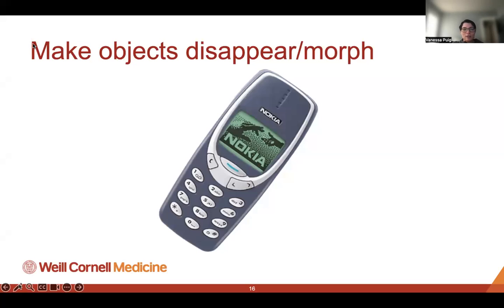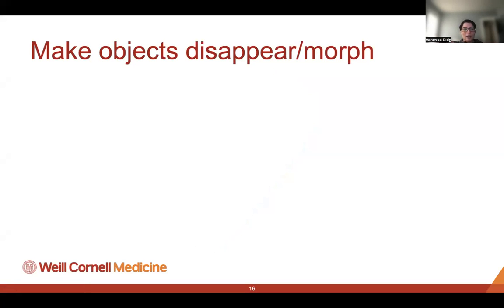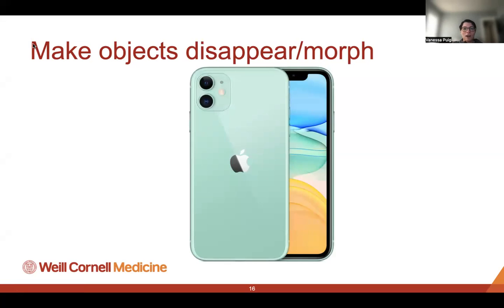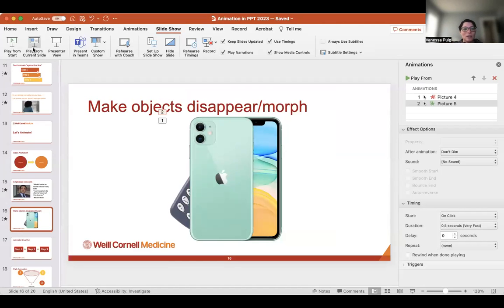So I've got the Nokia here, I click, it goes away, and then I've got the smartphone. That's not quite what I wanted. I want it to be a little more seamless. I don't want to click so many times to have something disappear and then reappear. So let's talk about timing. Here's our timing menu right here.